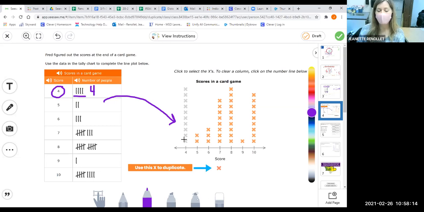So you can use your marker tool if you want to, like me. We're going to say one person scored 4. Another person scored 4. And now I have finished the graph for slide number 4. 4 people scored 4, so we have 4 X's to represent the data. Great job. That was a little bit of a tricky job because we haven't talked about making graphs yet. Great job hanging with me and practicing something new.